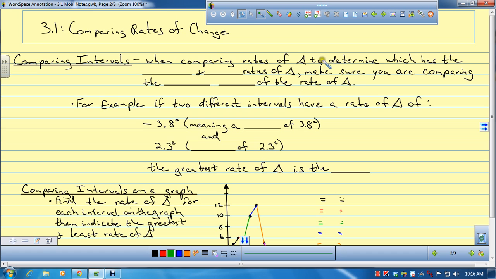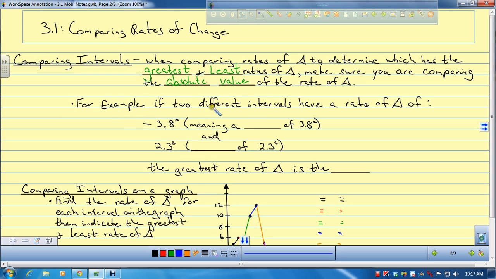When comparing the rates of change to determine which has the greatest or the least rate of change, you want to make sure that you are comparing the absolute value of the rate of change. Whoops. Absolute value. I'm going to change back to blue here. It's a little easier to see, I think. So what this means is we aren't concerned whether this rate of change is decreasing or increasing, or whether it's negative or positive. Our concern is how severe this rate of change is. If we were to graph it, how severe is the slope? How sharply does it move upward? How sharply does it move downward?